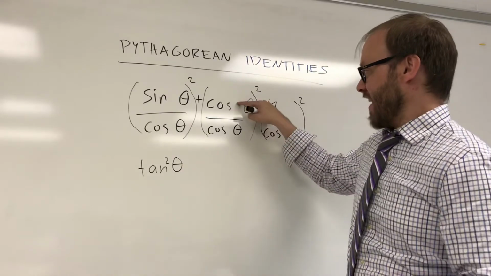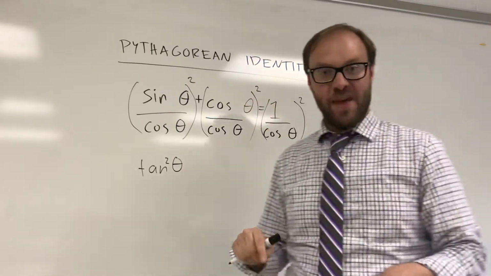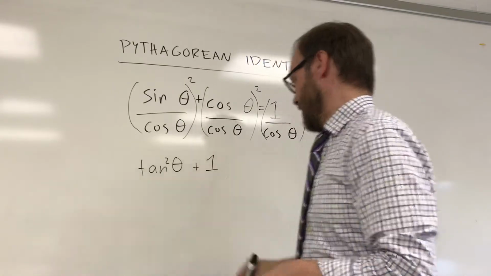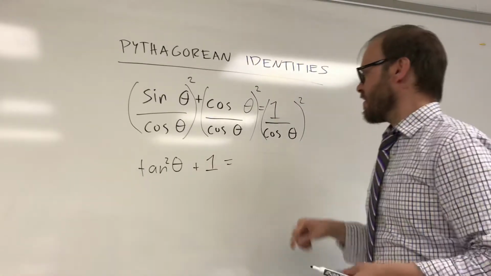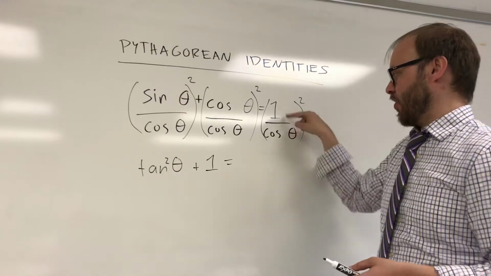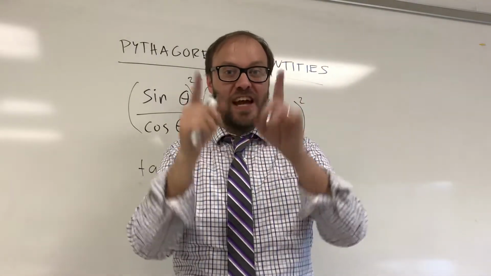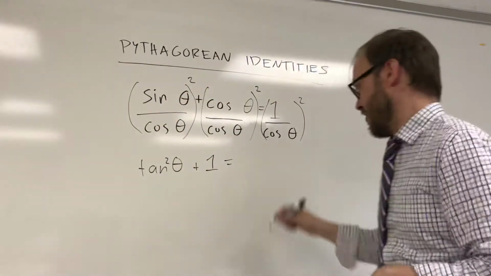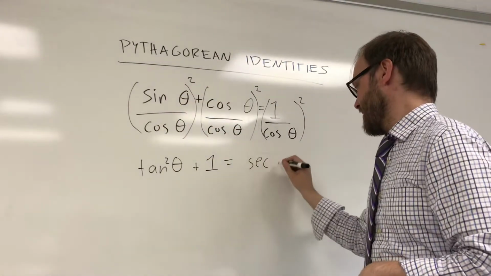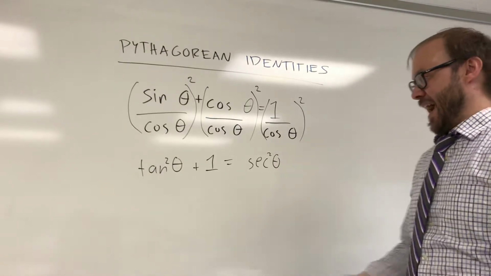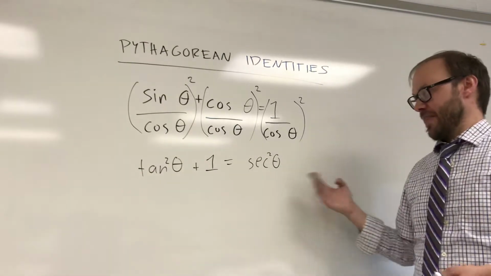Cosine of an angle divided by cosine of that same angle, anything divided by itself, is just equal to 1. Over here, this is the reciprocal of the cosine function. Do you remember what that is? Reciprocal of cosine is secant. So it's the secant function squared. Again, I'm going to write it as secant squared of theta. And that is a new Pythagorean identity.